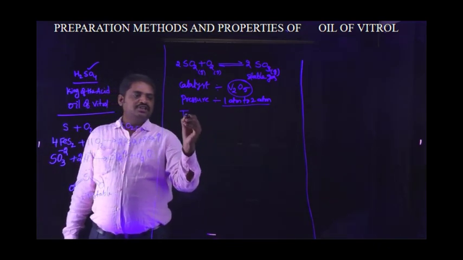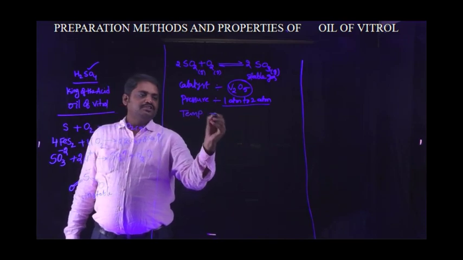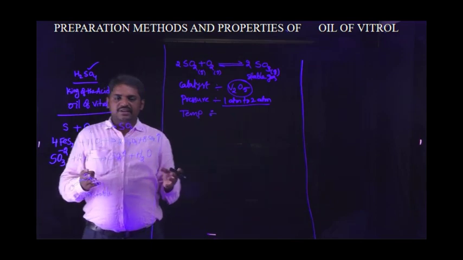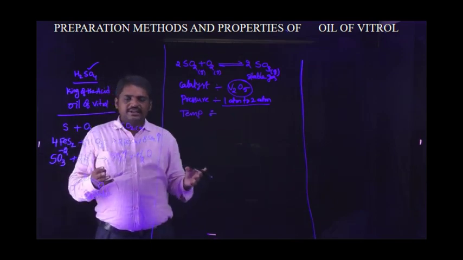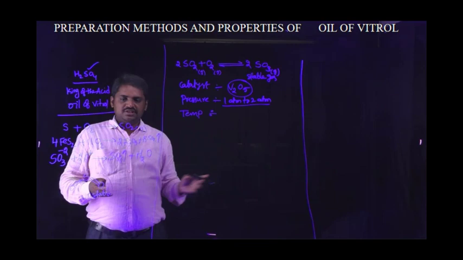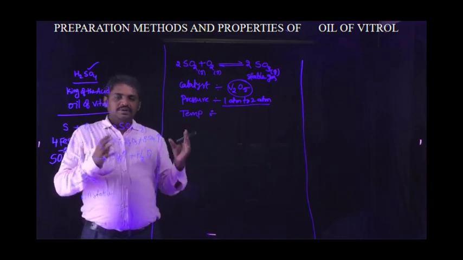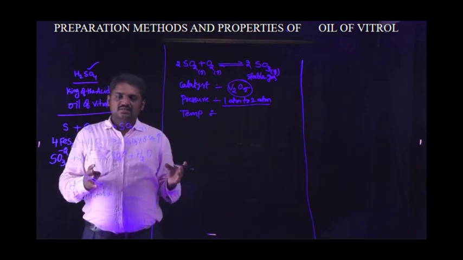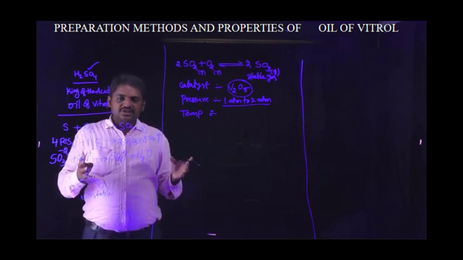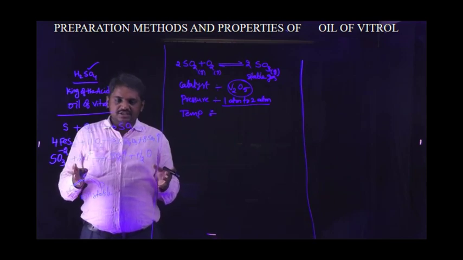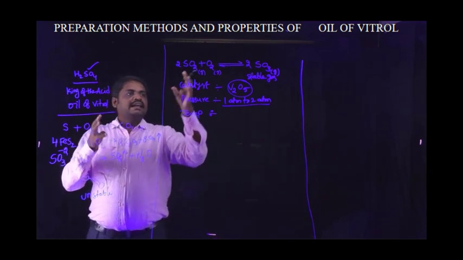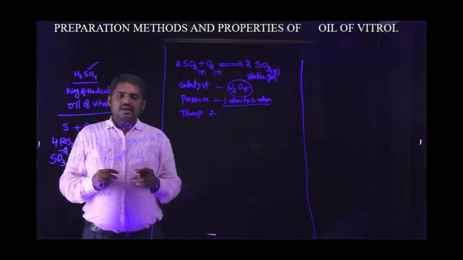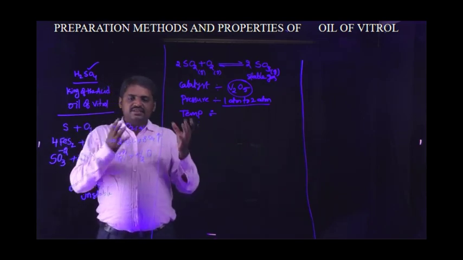And next one, temperature. Generally, this is an exothermic reaction, so low temperature conditions are maintained and are suitable in this reaction. But at low temperature, the kinetic energy of the reactant molecules is less, and then automatically the reaction rate is very slow.